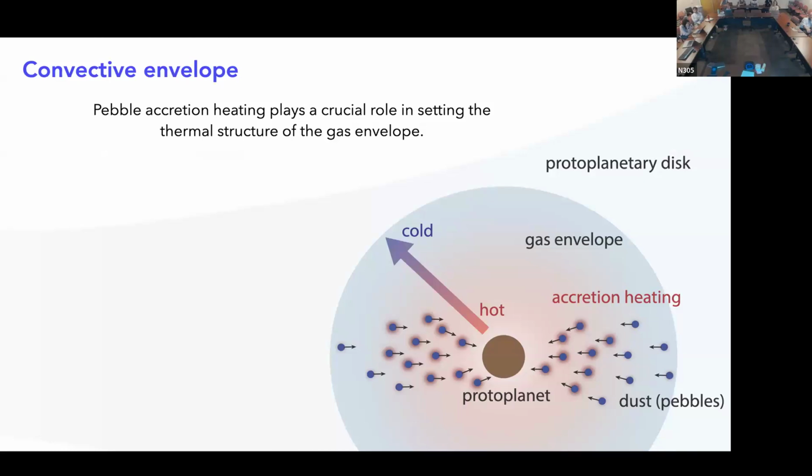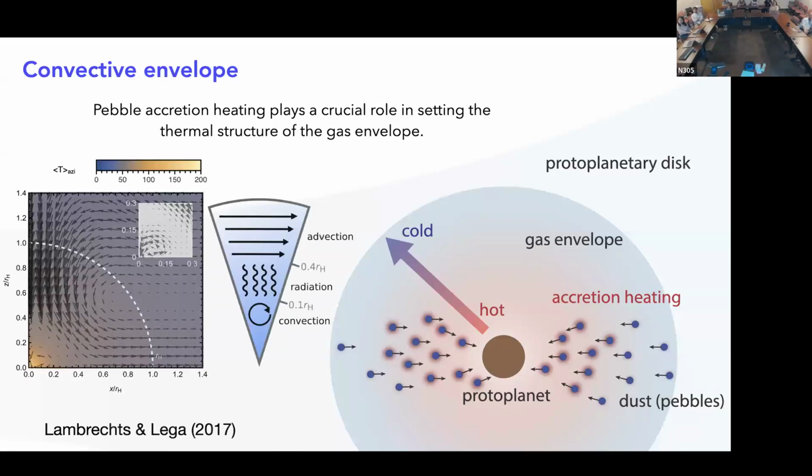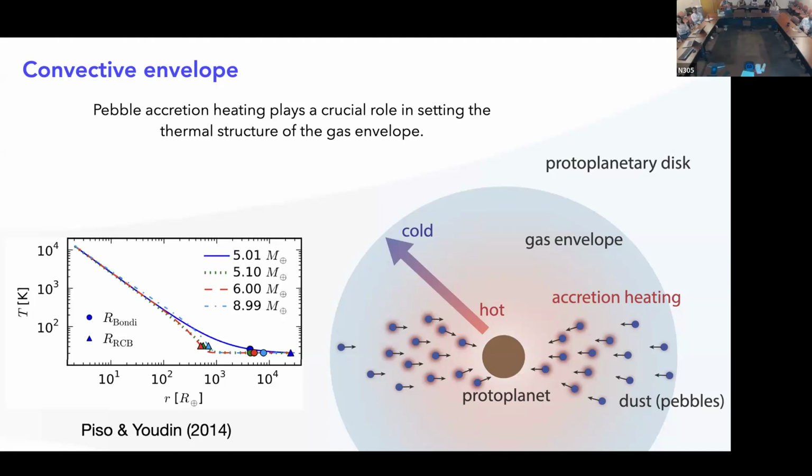And if we consider pebble accretion, then the accretion heating can play a very important role in setting the thermal structure of the gas envelope. If you have a pebble accreting into the vicinity of the core, then the accretion heating can heat up the internal region of the gas envelope. So the inner part of the envelope is hotter, and the outer part is colder. Because of this, you can have a different thermal structure. This previous simulation shows there can be a three-layer structure, where in the inner part you can have a convective layer in the envelope. This convective layer is the focus of my talk today. And there is also previous work showing that the temperature structure can go beyond the boundary radius.